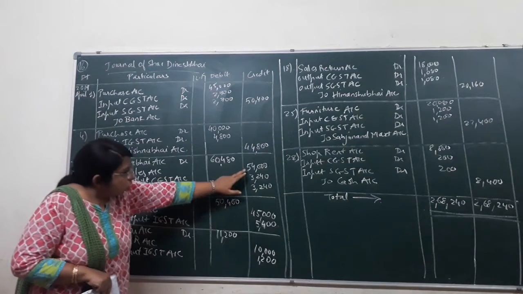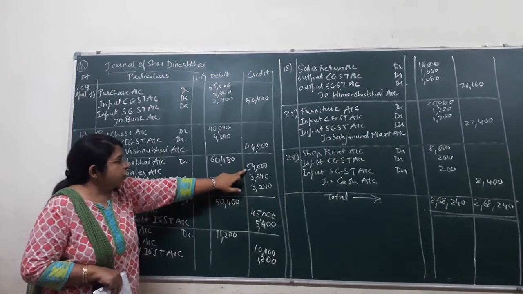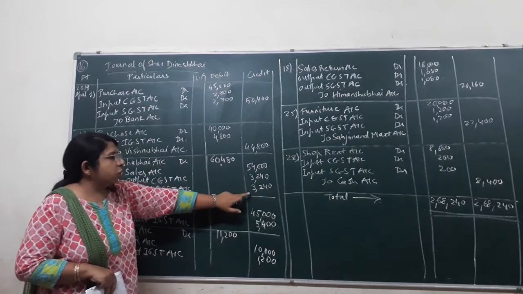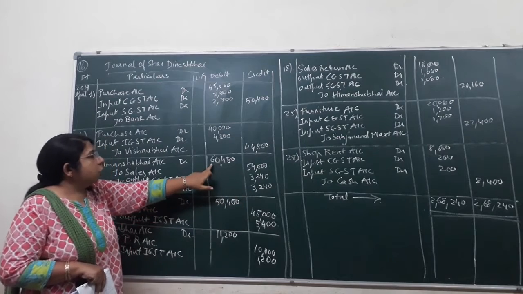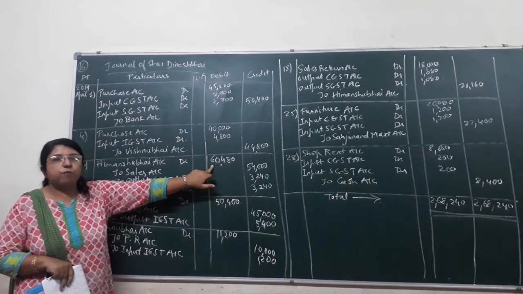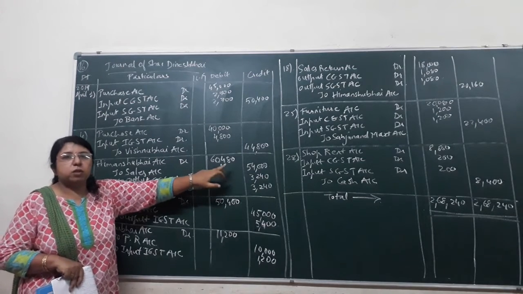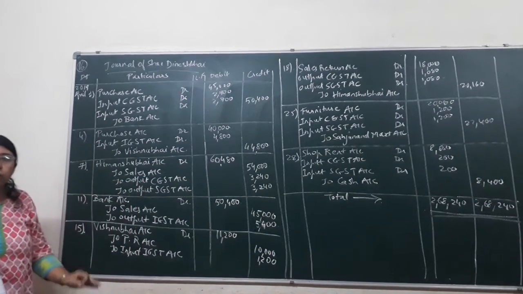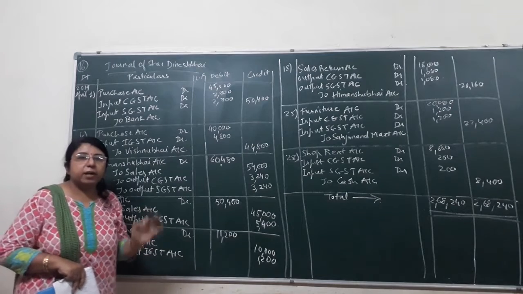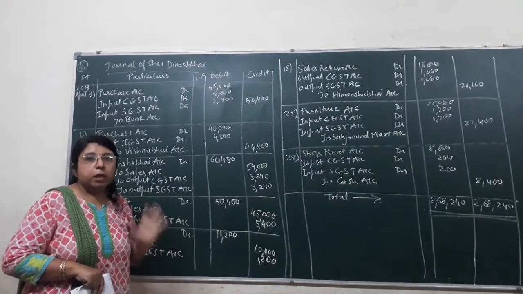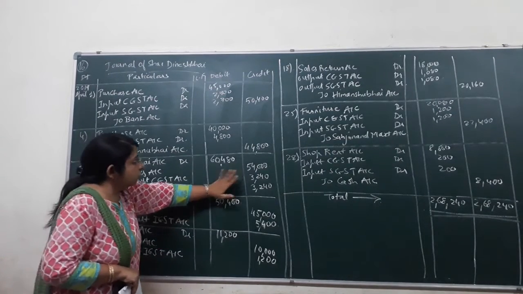Now you have to do the total of these three values, that is 54,000 plus 3,240 plus 3,240. The total will come to 60,480. Then you put the total of the debit, that is 60,480. And always remember, students, that the total of the debit side and credit side will always come equal. Okay, so understood this entry.